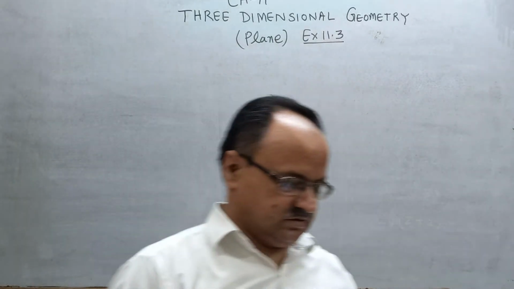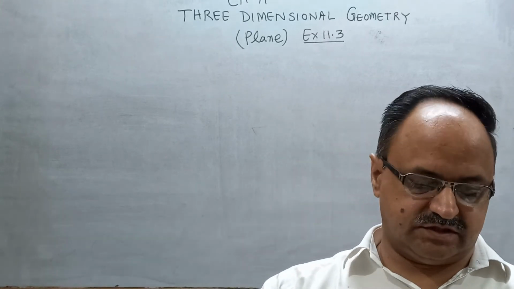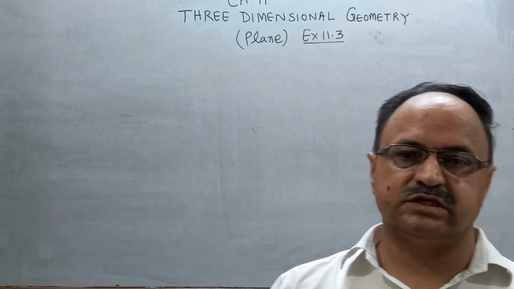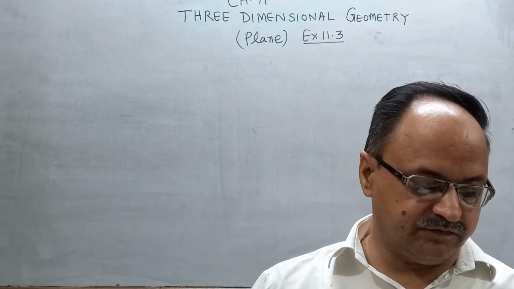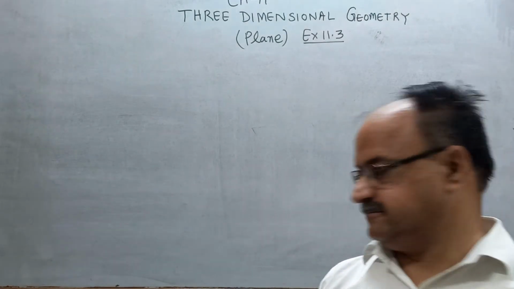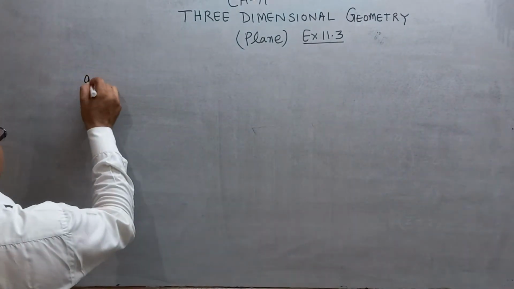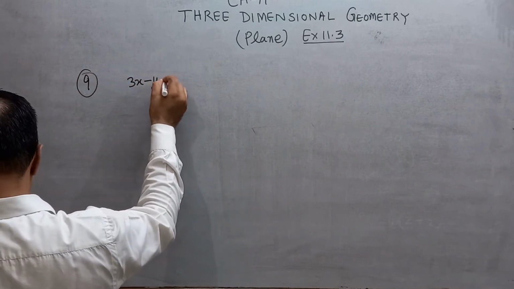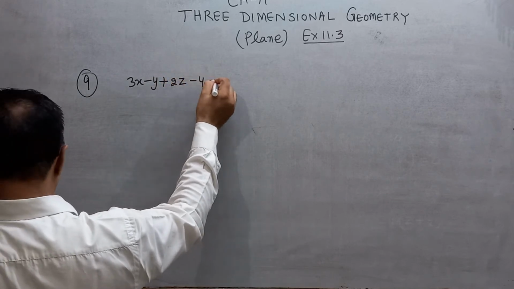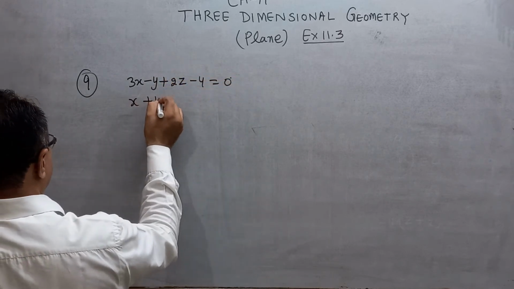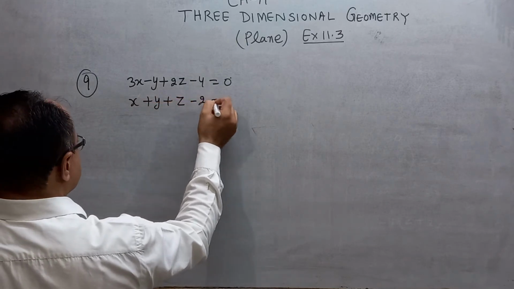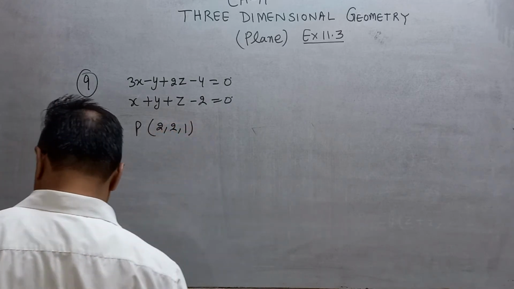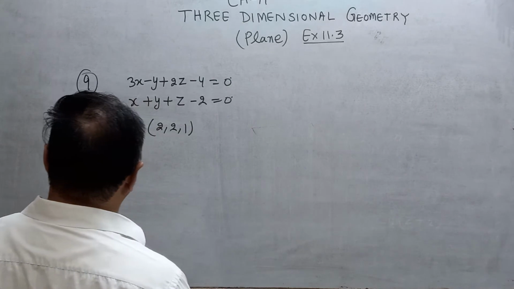This is question number 6, a very important question. Now question number 9. In this exercise there are three most important questions: 9, 10 and 11. Question 9: find the equation of the plane passing through the intersection of two planes 3x minus y plus 2z minus 4 is equal to 0, and x plus y plus z minus 2 is equal to 0, and the point (2, 2, 1). Clear?